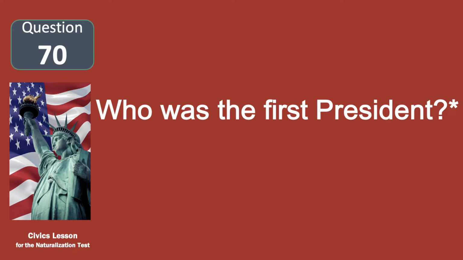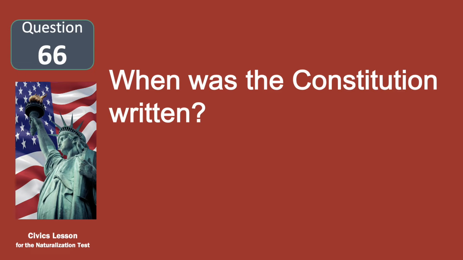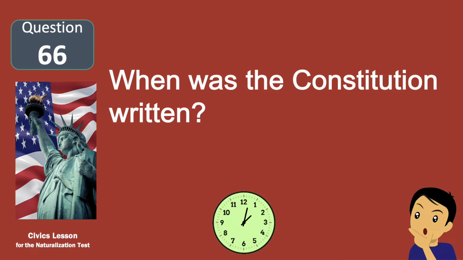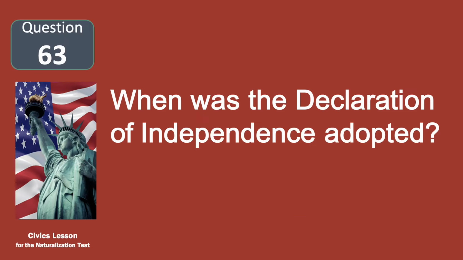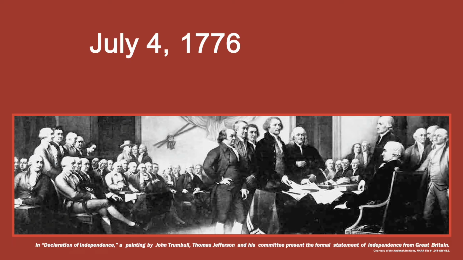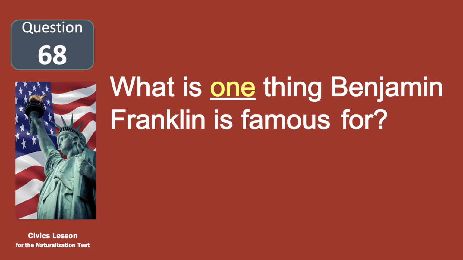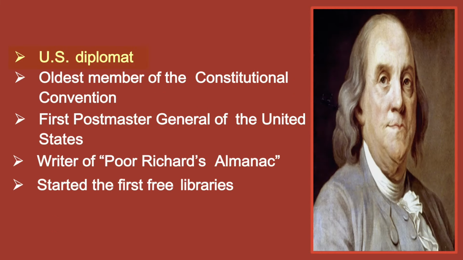Who was the first president? George Washington. When was the Constitution written? When was the Declaration of Independence adopted? July 4th, 1776. What is one thing Benjamin Franklin is famous for? He was a U.S. diplomat.